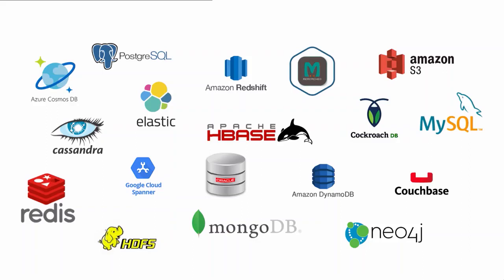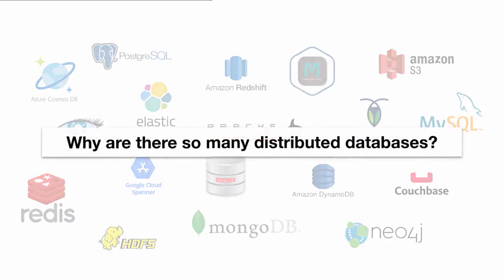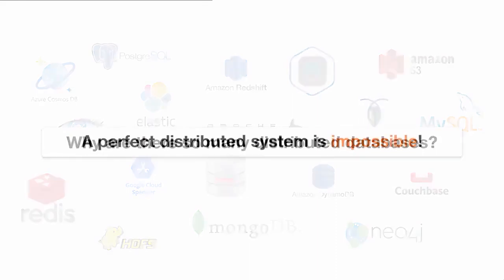A slide with many database logos. So, as many of you may be familiar, there are a ton of readily available distributed databases on the market. Most of these are either open source or available through some cloud provider. So, the question I want to focus on for the first part of the talk is why are there so many different distributed databases? Text. A perfectly distributed system is impossible. So, one really important part of the answer to that is that a perfect distributed system is actually impossible. So what do I mean by this?